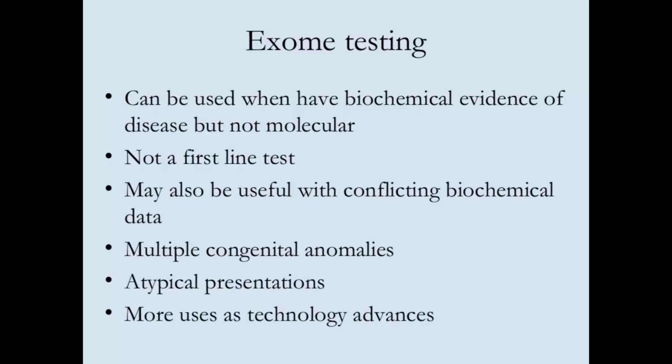And you'll still treat the children the same way, but if you need to find that DNA, this exome may be useful. Again, it's not a first-line test because it costs a lot and takes a while to come back, but as technology improves, the turnaround time certainly will be better, as well as the accuracy. It also may be used if you're not quite sure what category of disorder you're looking at in a child, if some of the biochemical data is conflicting, or you have more than one thing going on, so a child with multiple congenital anomalies and evidence of a biochemical disorder, and again, atypical presentations of some of the metabolic diseases.